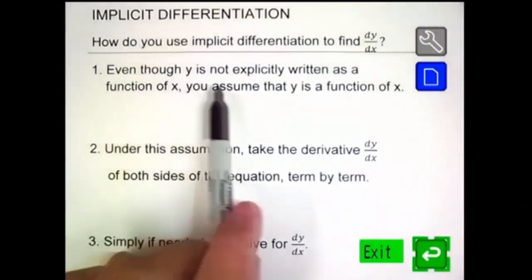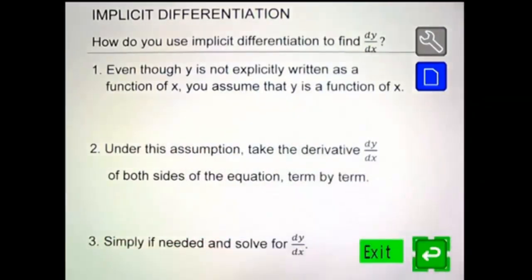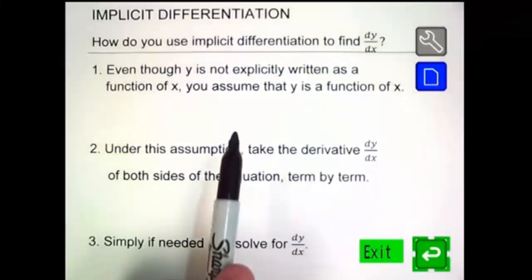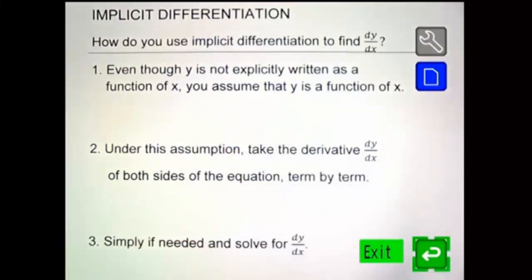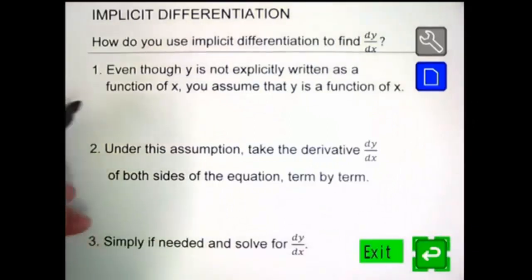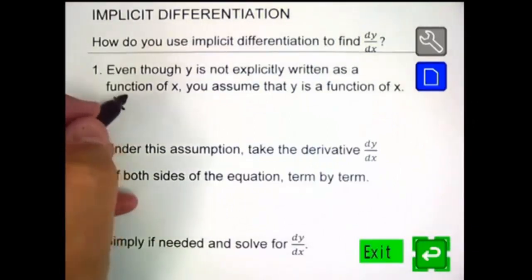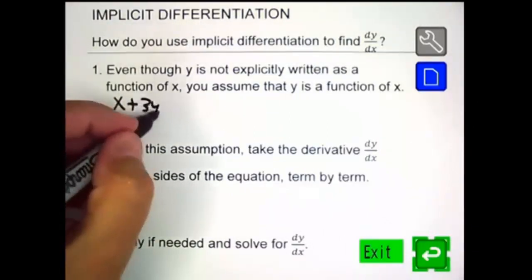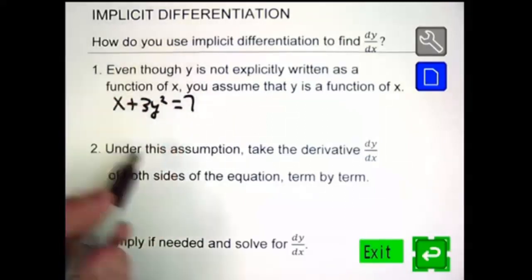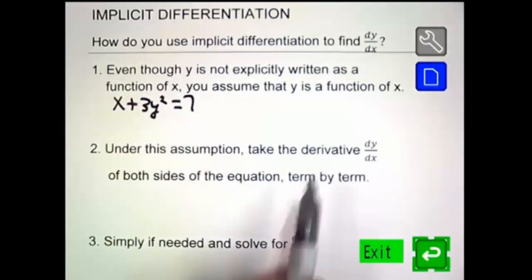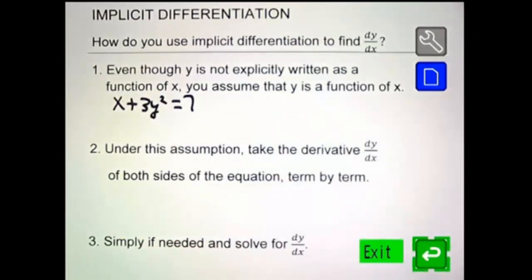First, even though y is not explicitly written as a function of x, like the second column of equations I was showing you earlier, you do make the assumption that y is some function of x. So if I went back to the equation I wrote earlier, x plus 3y squared equals 7, even without solving that for y, I'm going to assume that y is some function of x. So that's the first step. Make that assumption. That's very important.